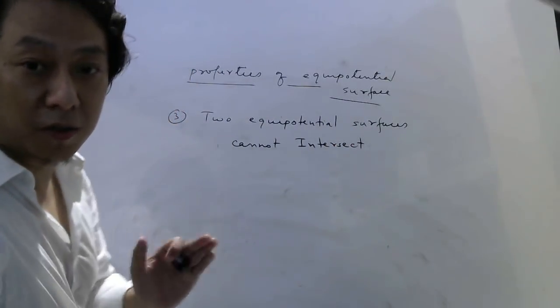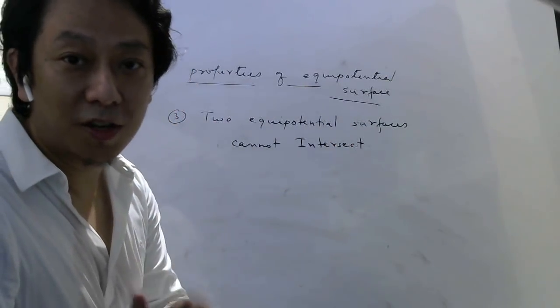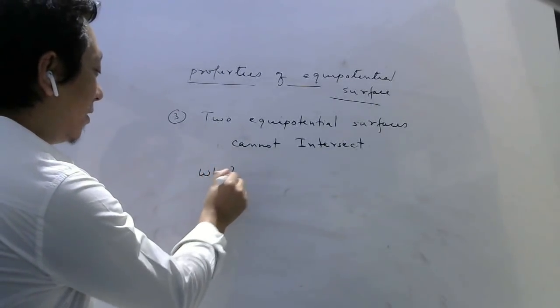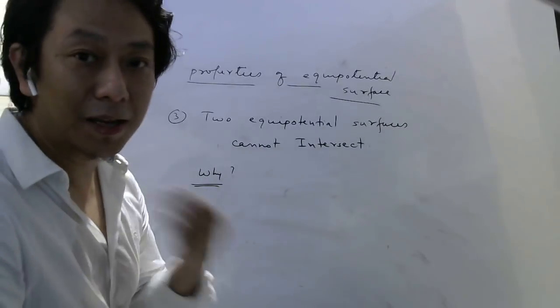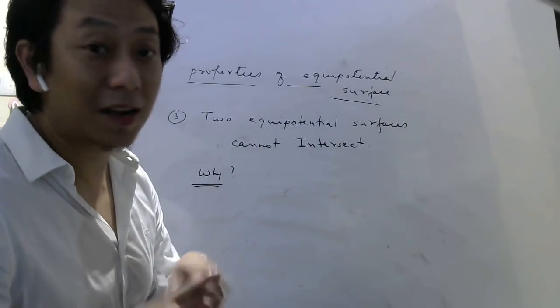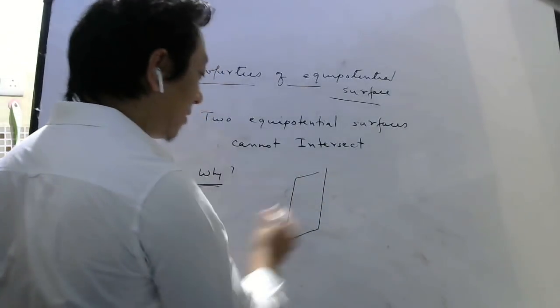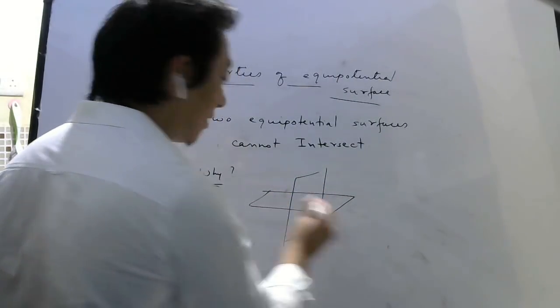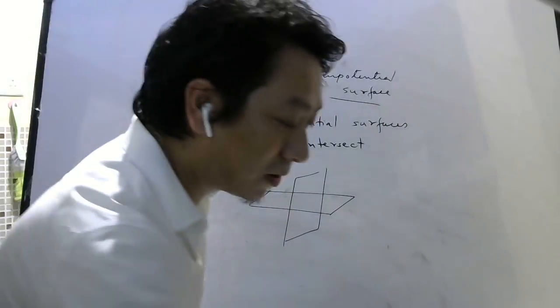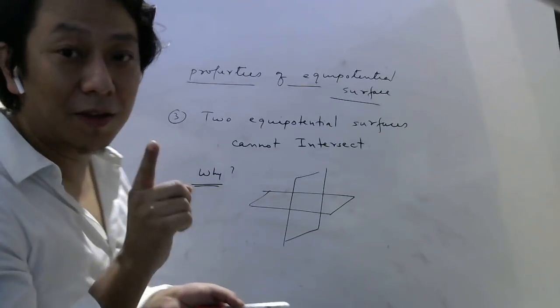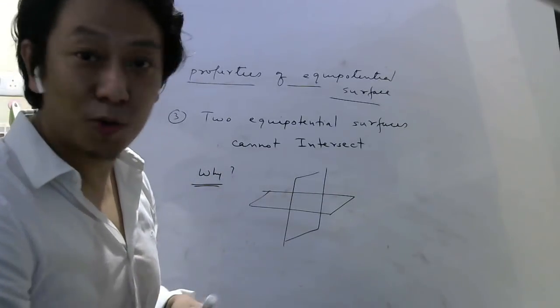So equipotential surfaces should not intersect. The reason, if you want to know, is very simple. You already know, while teaching you electric field lines, I told you electric field lines cannot intersect. So if two surfaces, let's say this surface and this surface, intersect, then what will happen? Just now in the previous topic I told you the second property: electric field lines are perpendicular to equipotential surface.